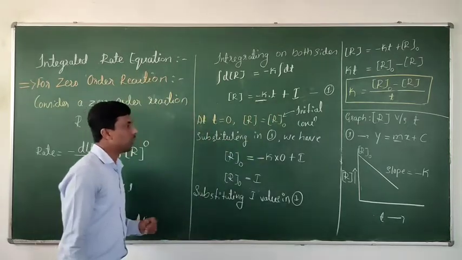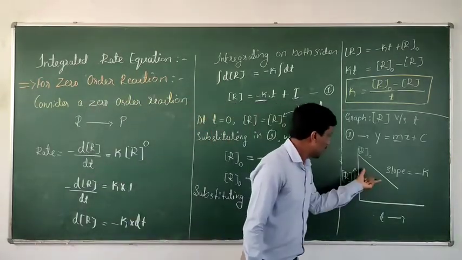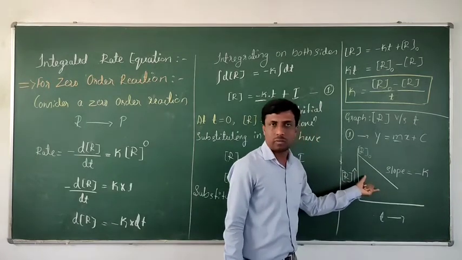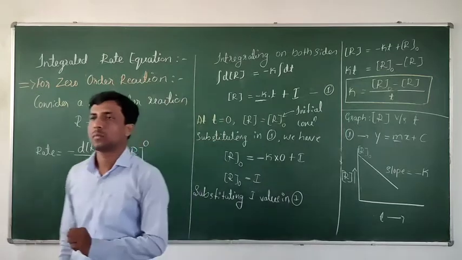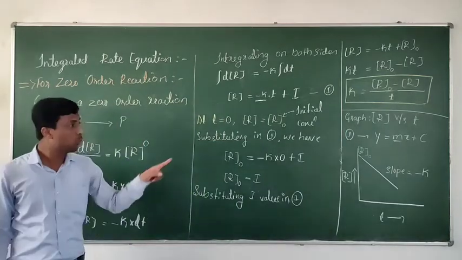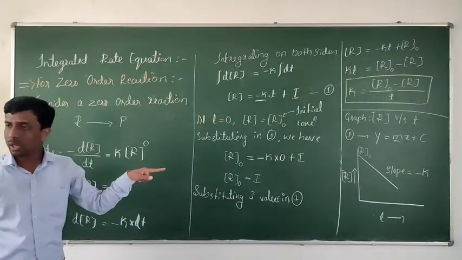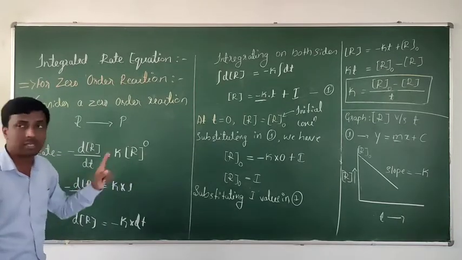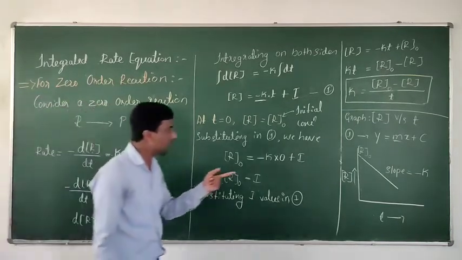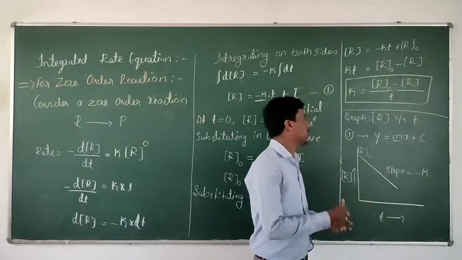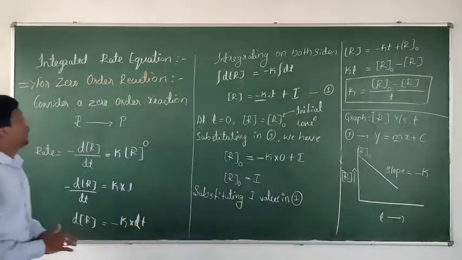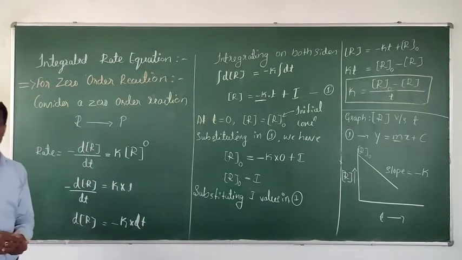Another important thing: they ask a 1 mark question. You will be given this graph in the examination, and you need to find out the order of the reaction. The order of the reaction is zero order. Only zero order comes like this. Understood or not? Okay. This is about the integrated rate equation for zero order reaction.